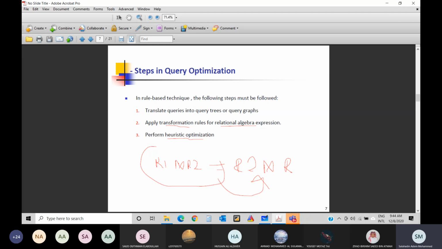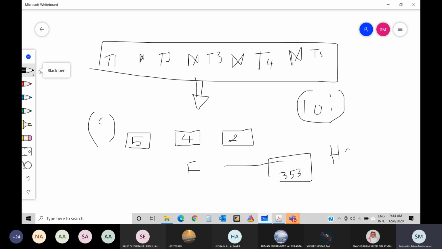Now, what does heuristic optimization mean? This is very, very important. Let me tell you a secret.